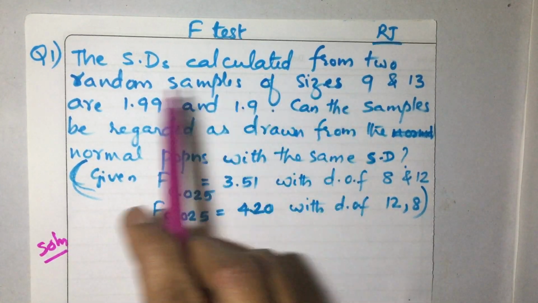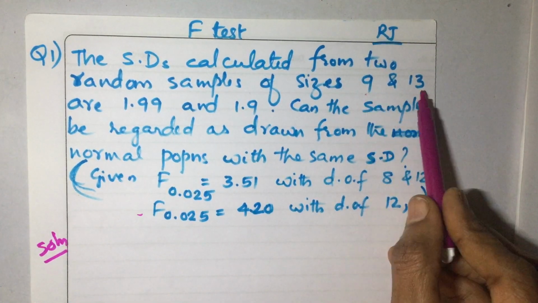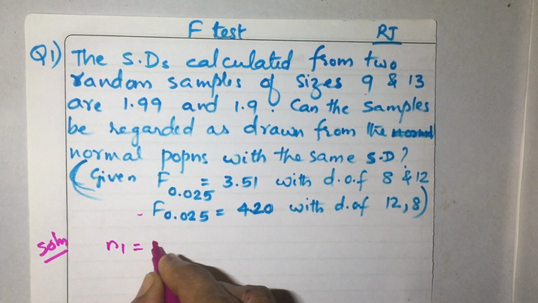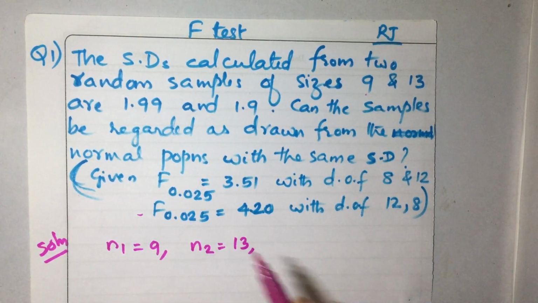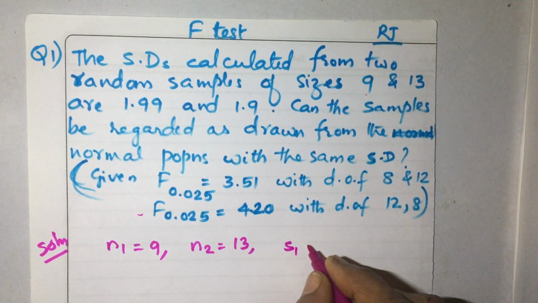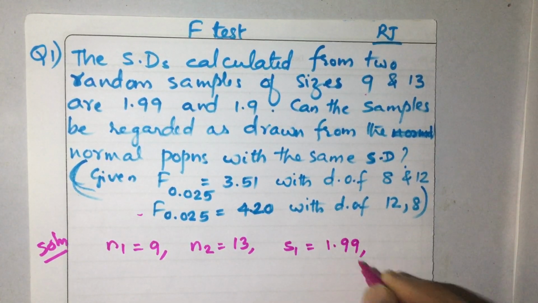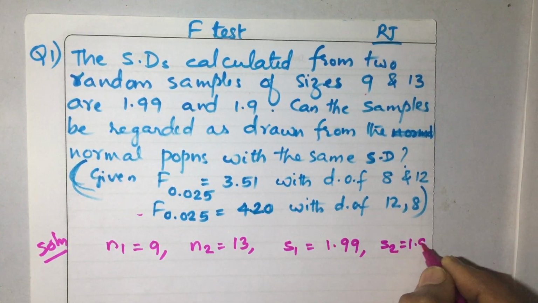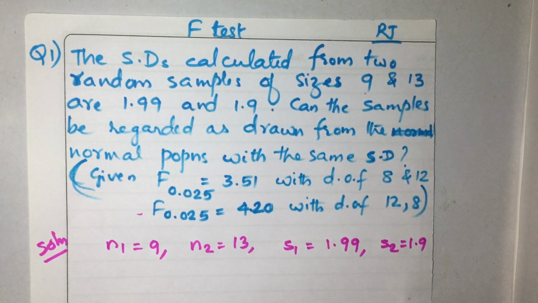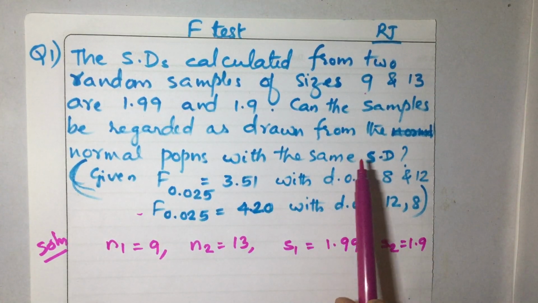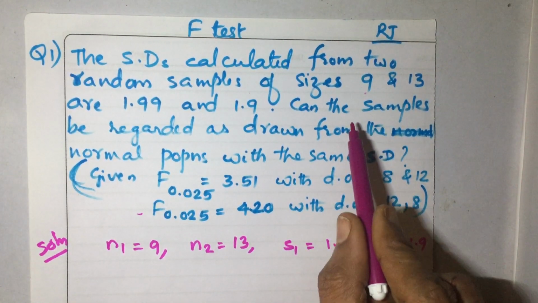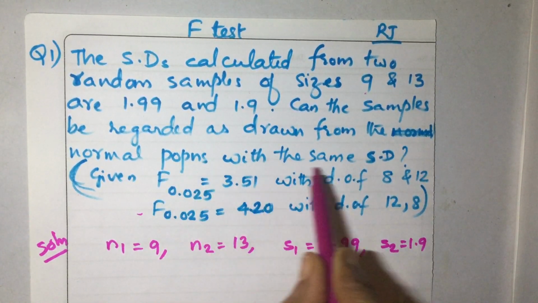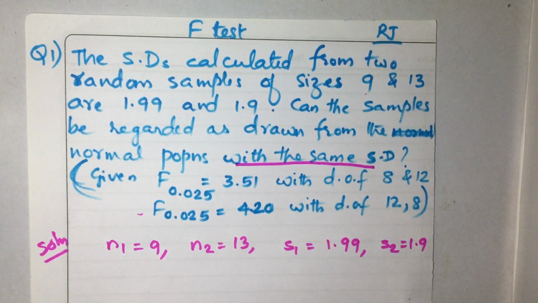Standard deviations calculated from two random samples of size 9 and 13. So n1 is 9, n2 is 13. And standard deviations, that means small s1 is 1.99 and s2 is 1.9. Then, can the samples be regarded as drawn from a normal population with the same standard deviation? So we need to test whether these are drawn from two populations with the same standard deviation.